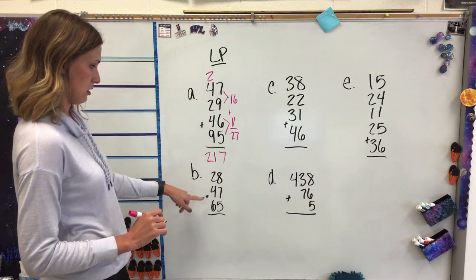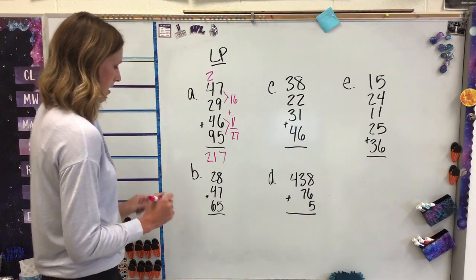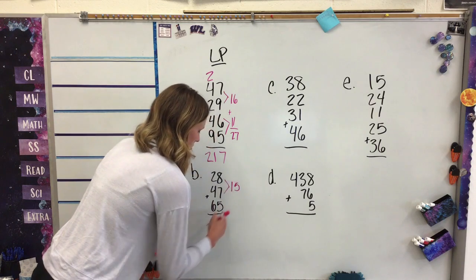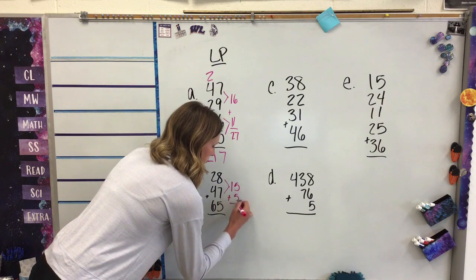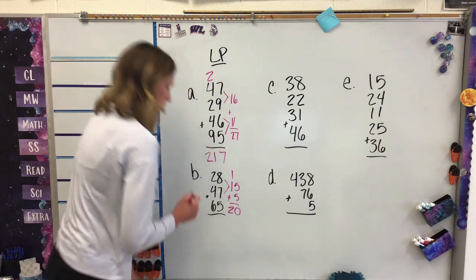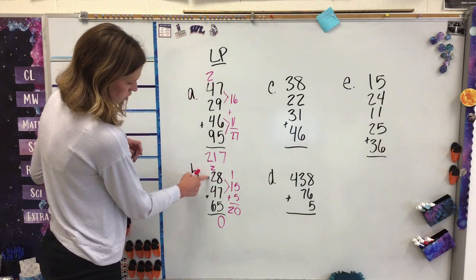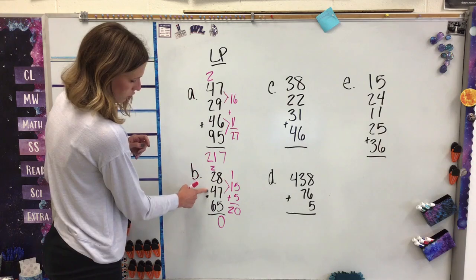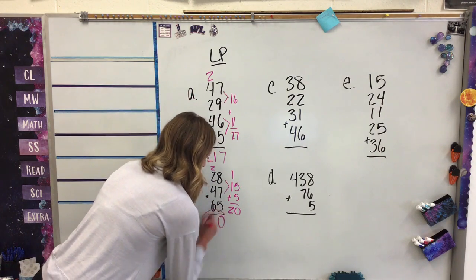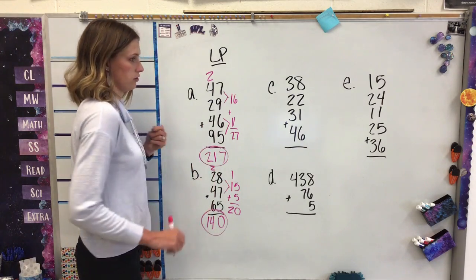B. B says 28 plus 47 plus 65. 8 plus 7 is 15. Plus 5 more. 5 plus 5 is 10. 1 goes up, 0 comes down. 1 plus 1 is 2, so I get 20. 2 goes up, 0 comes down. 2 plus 2 is 4. Plus 4 more is 8. Plus 6 is 14, so I get 140. All right, so I got 217 for the first one, 140 here.